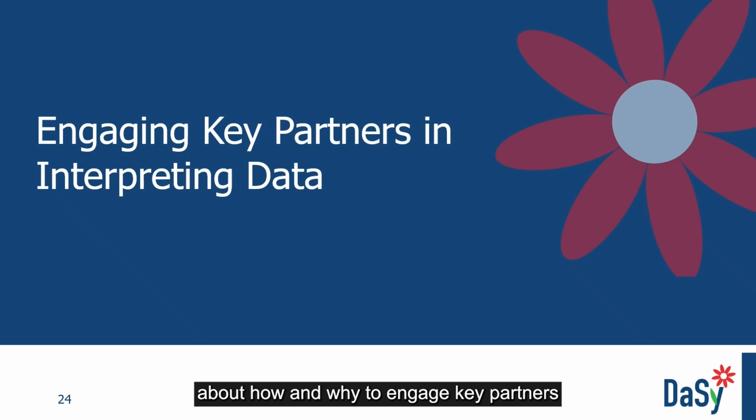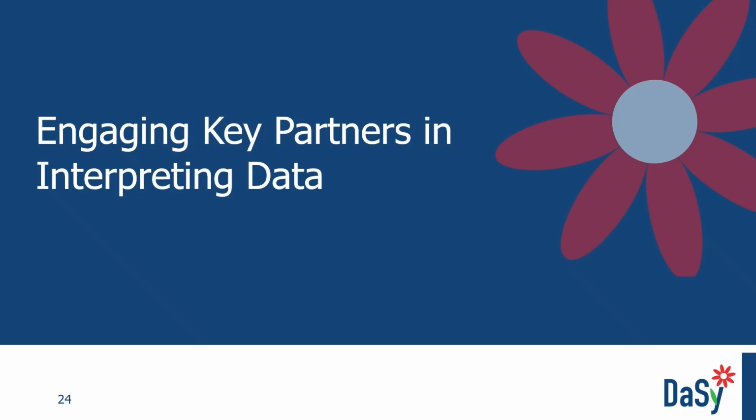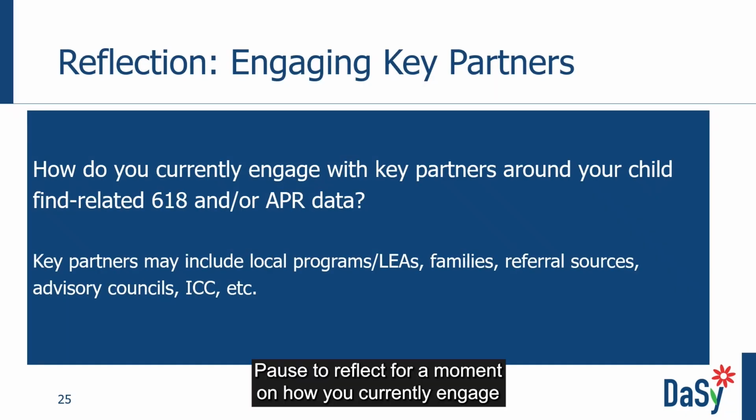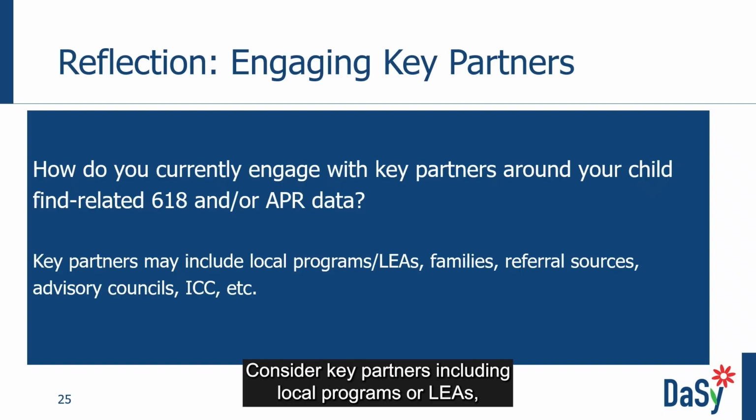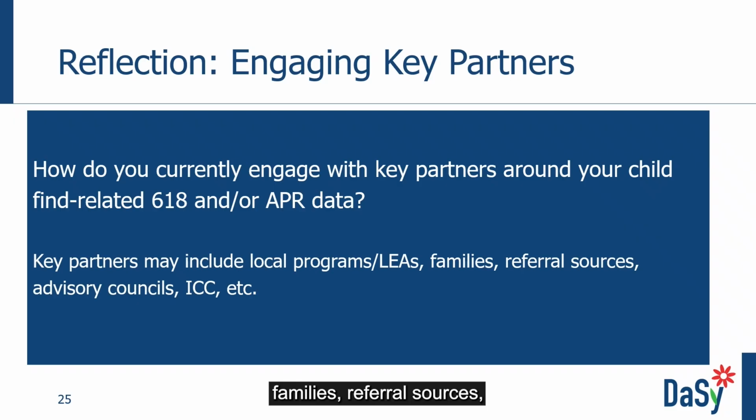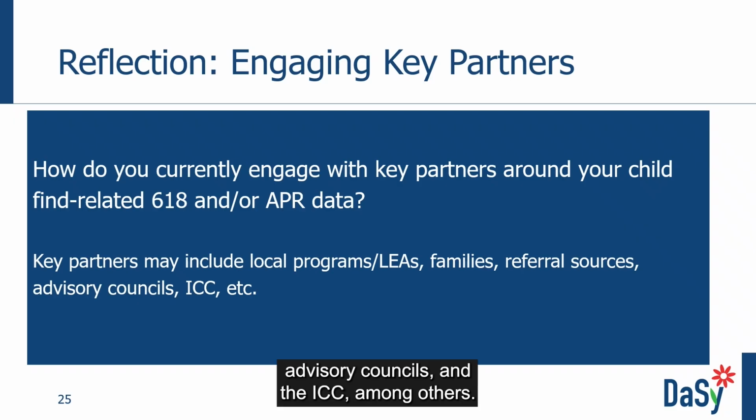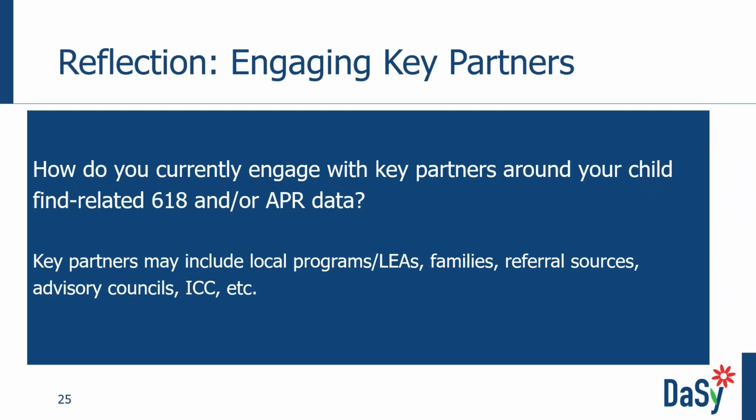Let's move on to think about how and why to engage key partners in your interpretation of child find data. Pause to reflect for a moment on how you currently engage with key partners around your child find 618 or APR data. Consider key partners including local programs or LEAs, families, referral sources, advisory councils, and the ICC, among others.